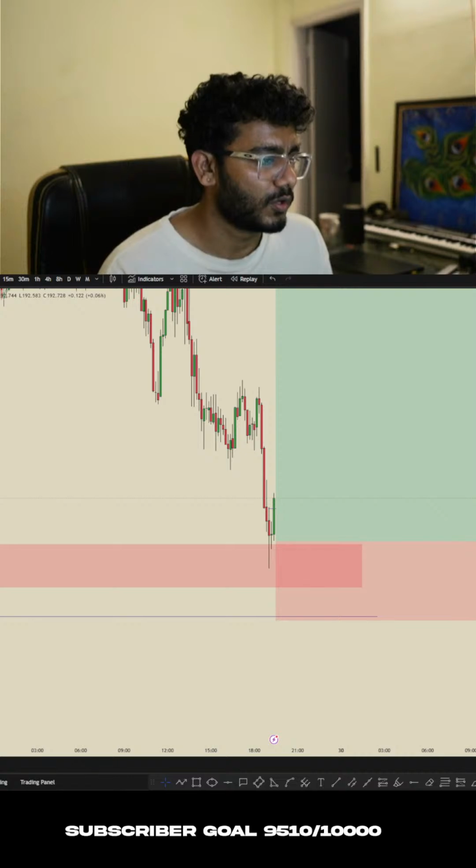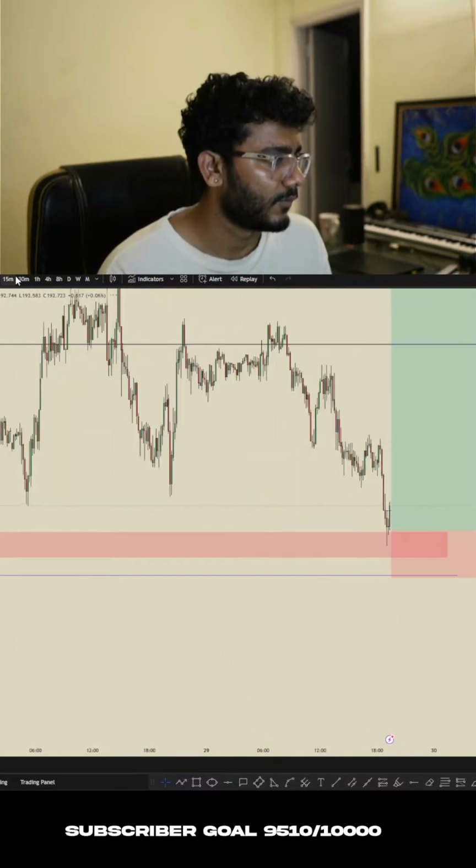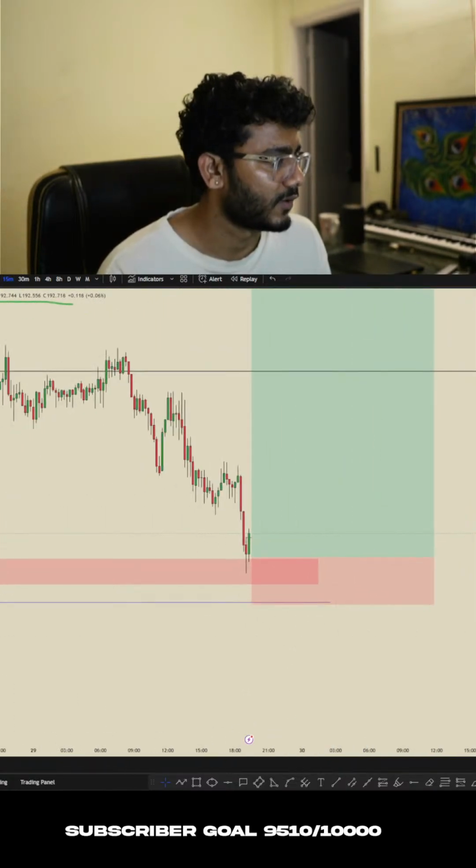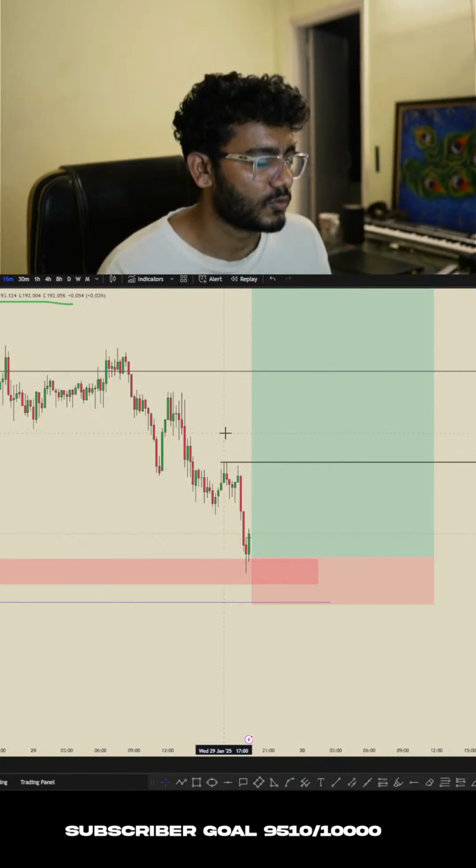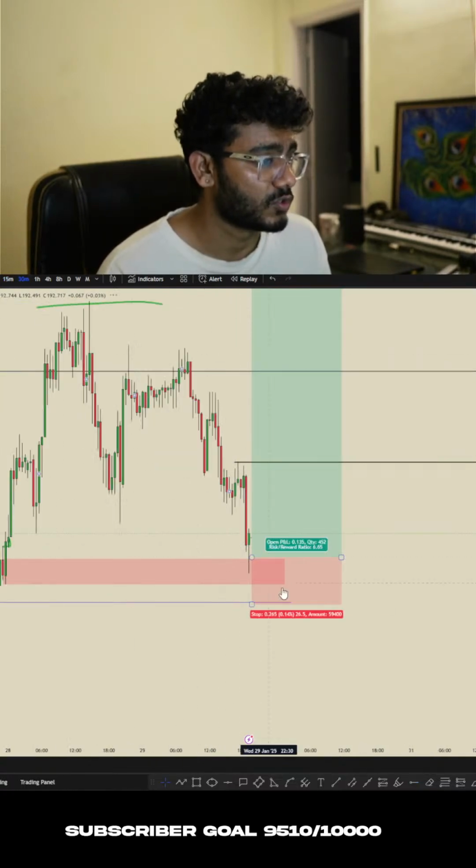And don't put your stop loss to break even directly. Wait for price to create some kind of structure. For example, this high needs to be broken. Then only we'll put our stop loss to break even. Okay.